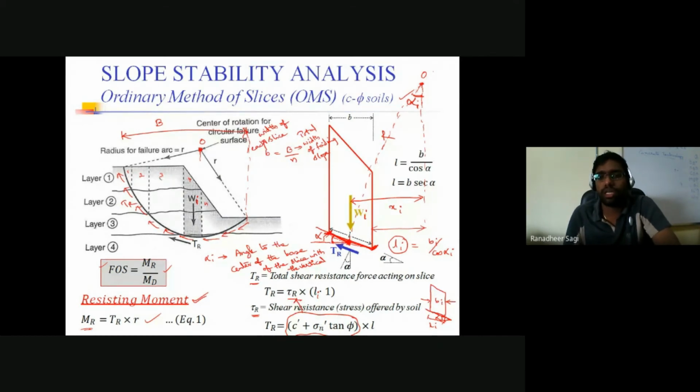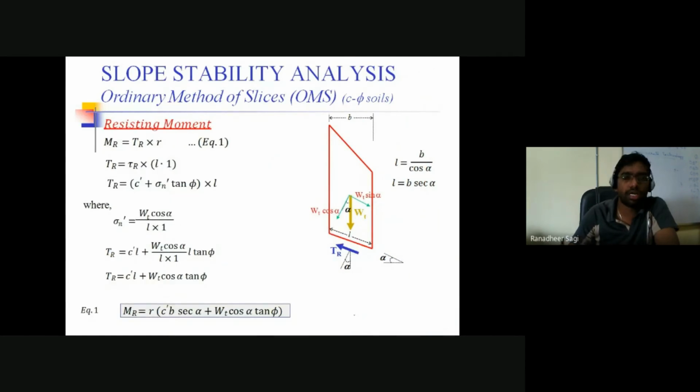Once your expression for tau r is known, into the area on which that particular tau r stress was acting, that gives you the shear resisting force, from which you can get your resisting moment. So this is the expression we have for shear resisting force, and shear resisting force into perpendicular distance is your total moment being resisted.